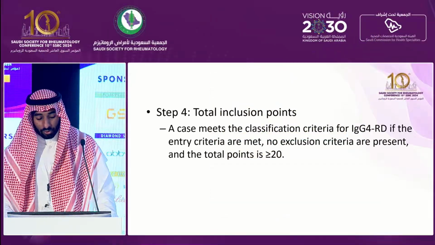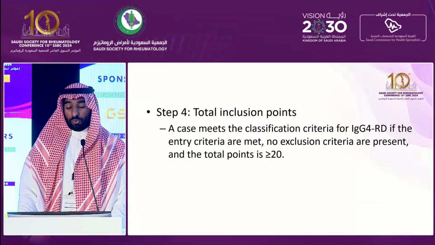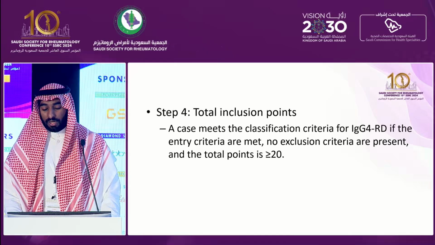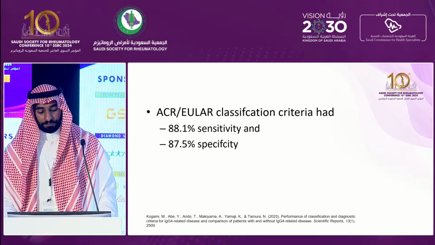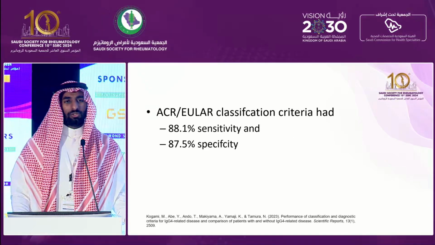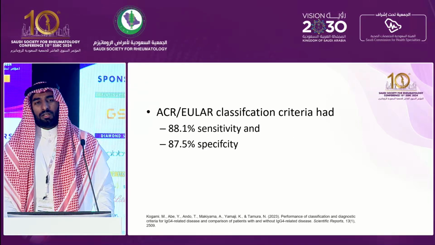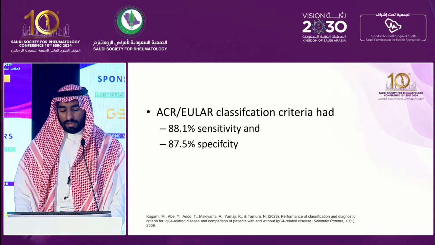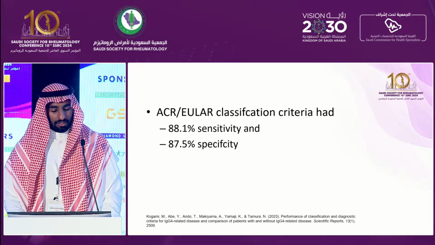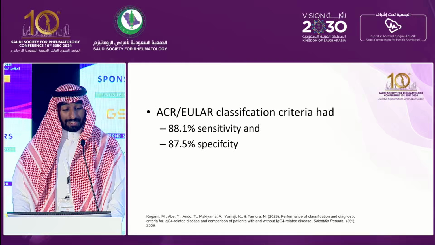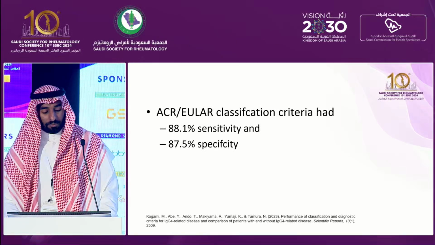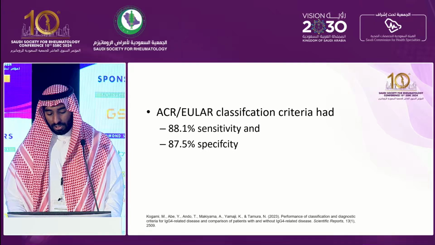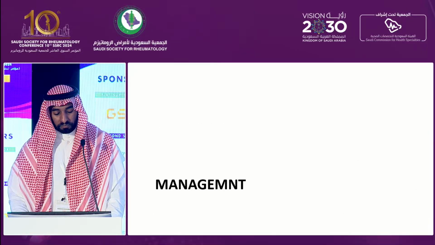We need a score of 20 or above to classify as IgG4-related disease. In a study testing this classification criteria, it showed a sensitivity of 88% and specificity of 87%, which is pretty good for a classification criteria.